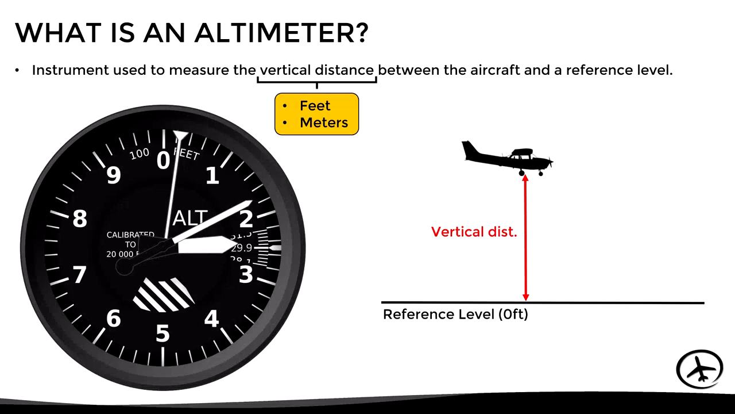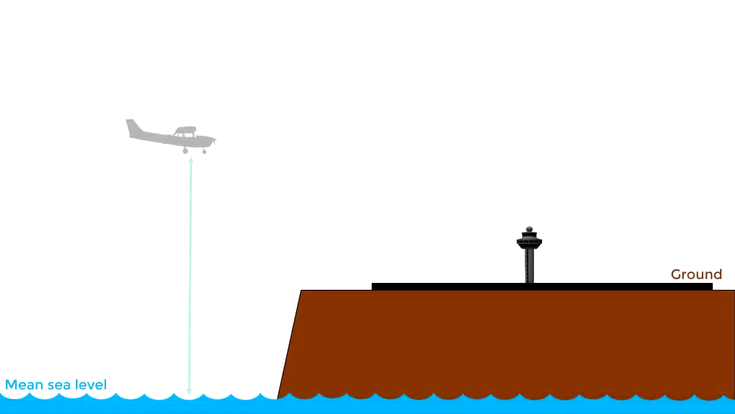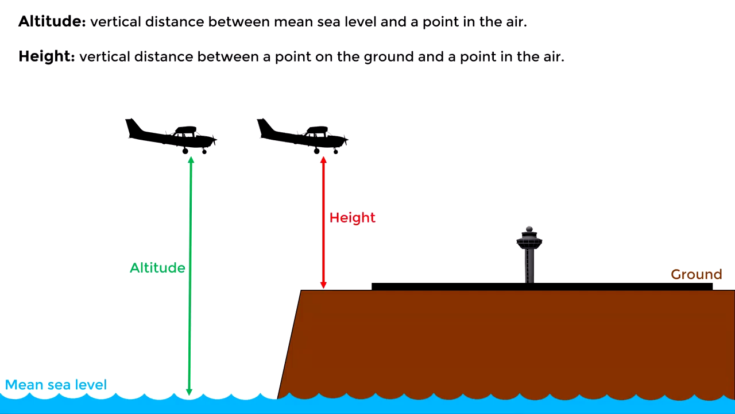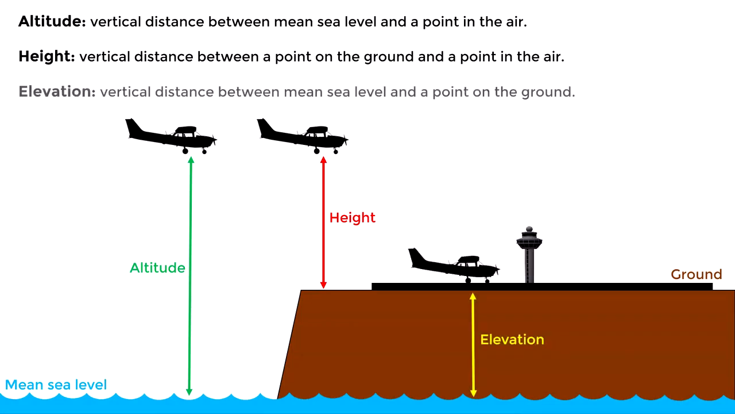At this point we might be wondering, why do we say vertical distance instead of altitude or height? Well, that is because that vertical distance may have different names depending on the reference level we are using. Let's see an example of this. If we measure the vertical distance between the mean sea level and the aircraft in flight, we will be measuring altitude. If we measure the vertical distance between a point on the ground and the aircraft in flight, we will be measuring height. And if we measure the vertical distance between the mean sea level and a point on the ground, we will be measuring elevation.